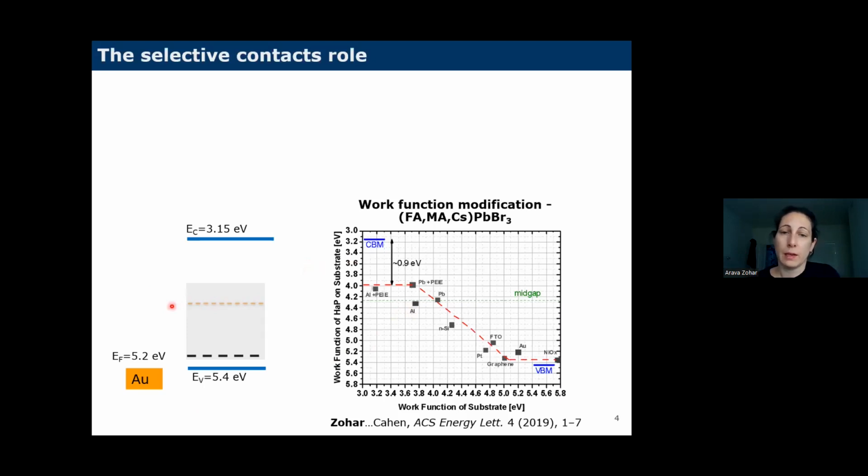And then we decided to use a variation of different substrates, and you can see the work function of the substrate on the x-axis, and the measured perovskite work function on the y-axis. To some extent, the work function of the perovskite follows the work function of the substrate.